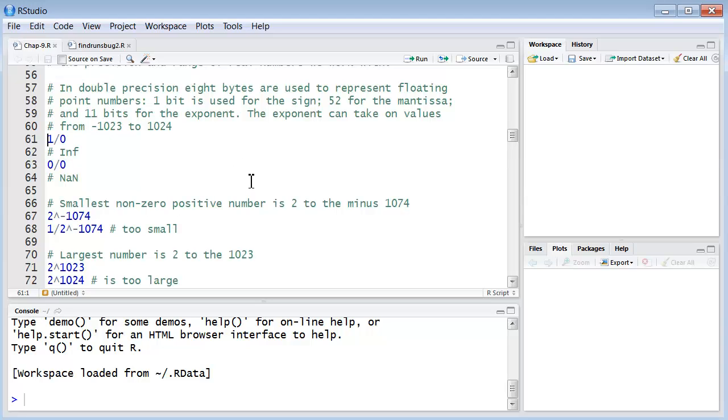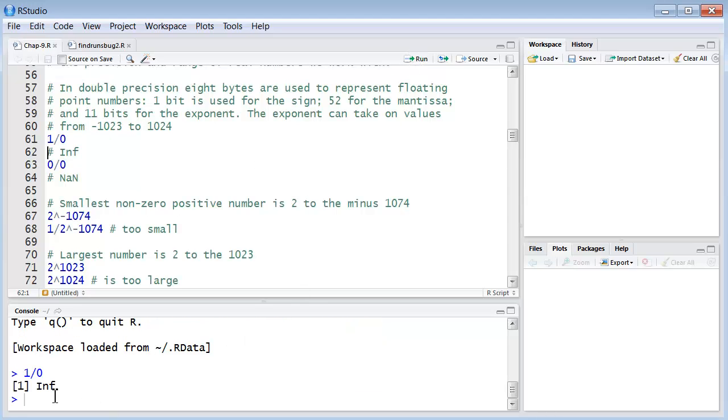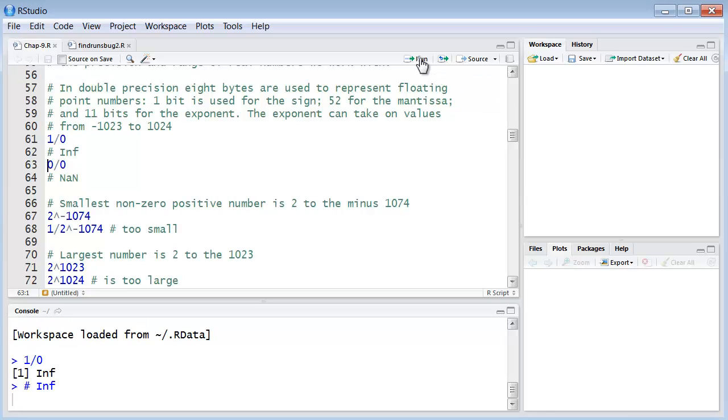Divide 1 by 0. This should be undefined, but actually in R, R will do it. It will tell you it's infinity. And similarly, we can divide 0 by 0. So let's do that. Here we go, 0 by 0. It's not a number. Again, this is undefined. It doesn't make any sense with real numbers and real mathematics, but you can actually do it in a computer.